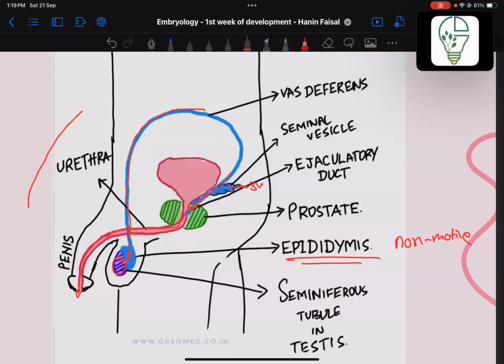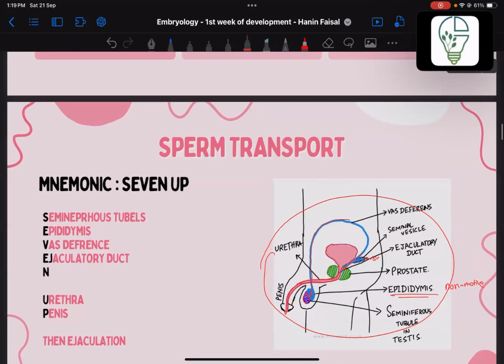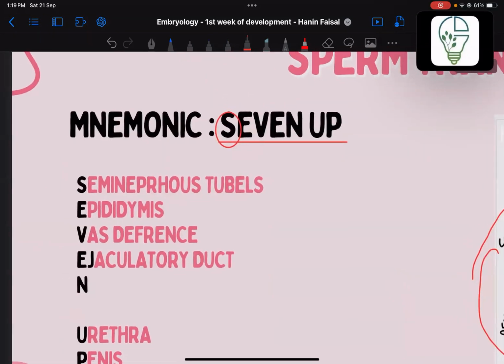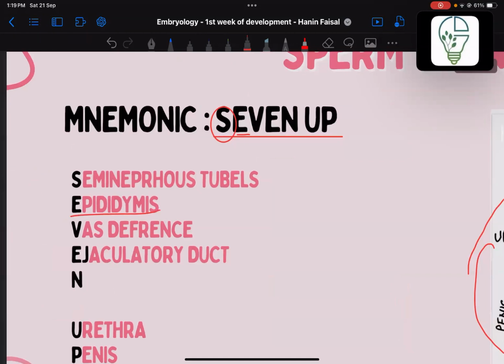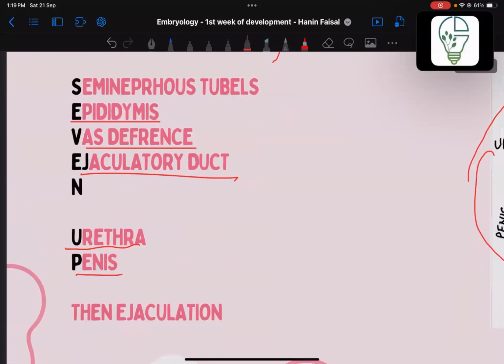Okay, how can you memorize this? Easily. I tried to think of a mnemonic, and this mnemonic is 7 up. So let's take it letter by letter. First thing, S will be the seminiferous tubule. E will be the epididymis. V will be the vas deferens. The other E will be ejaculatory duct. N, skip it. U will be the urethra. And lastly, P, which will be the penis. And then it's going to get ejaculated where? In the vagina.